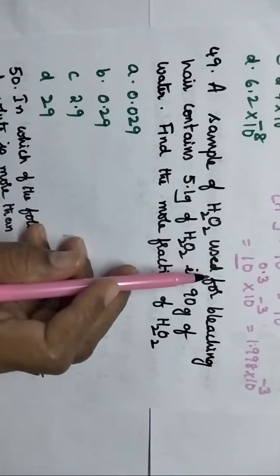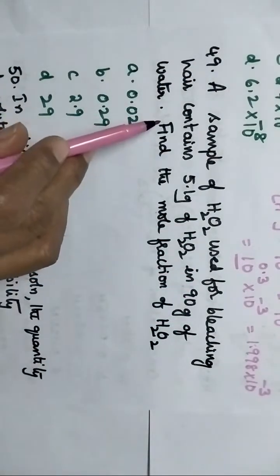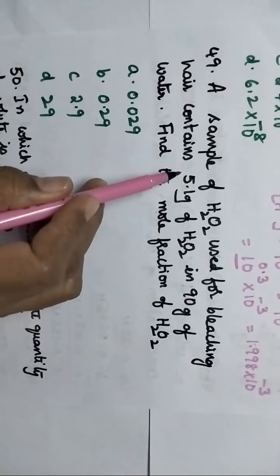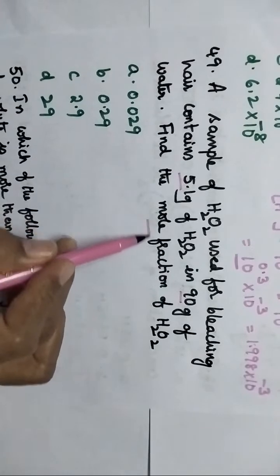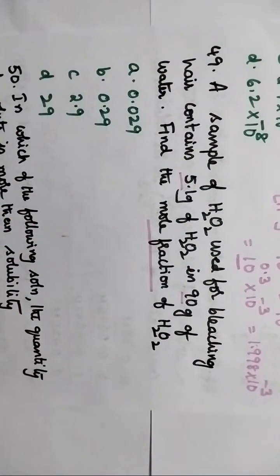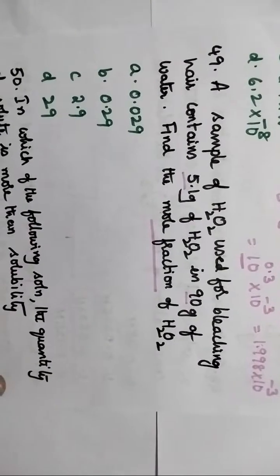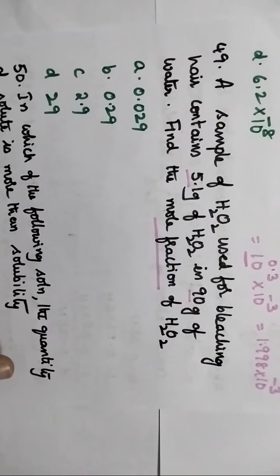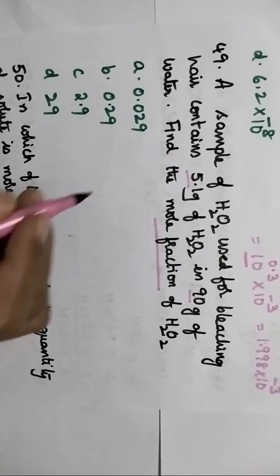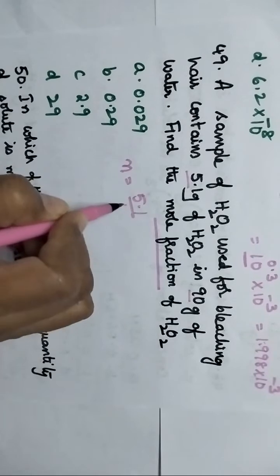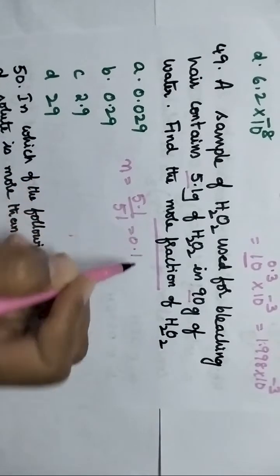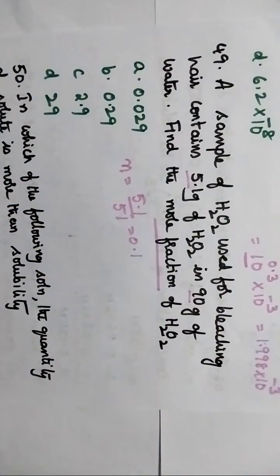Next one. A sample of H2O2 is used for bleaching hair. It contains 51 gram of H2O2 in 90 gram of water. Find the mole fraction of water. You can do this calculation. Number of moles of H2O2 equal to 5.1 divided by 51, that is equal to 0.1.